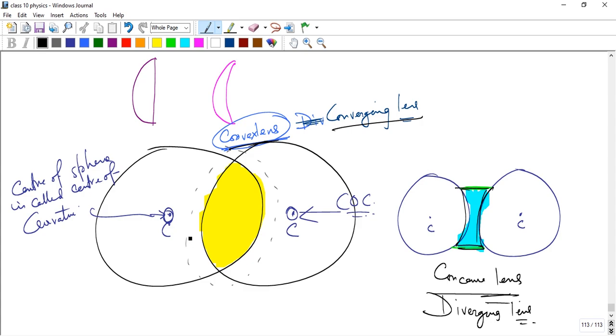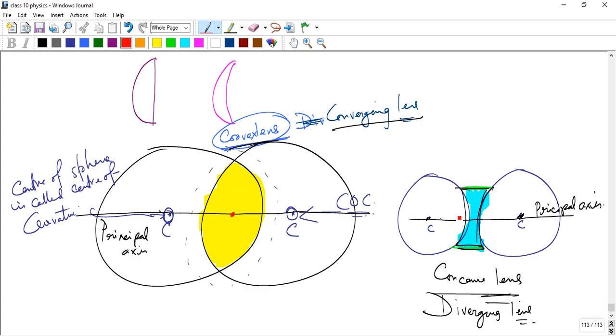This axis line, the black line, passes through the two centers of curvature. This is called the principal axis. This line is also called a principal axis.